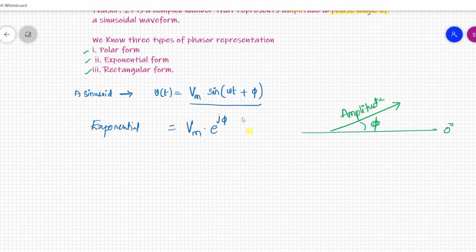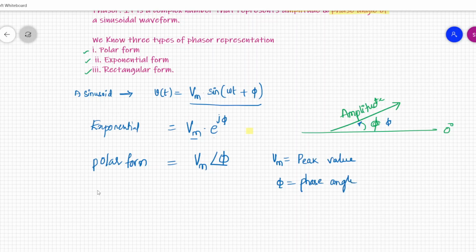So this Vm sin(omega t plus phi) can be written in exponential form as Vm e power j phi. Vm is the peak magnitude, and e power j phi gives the phase from the zero reference. It can also be written in polar form, that is Vm at an angle phi, where Vm is the peak magnitude and phi is the phase angle.